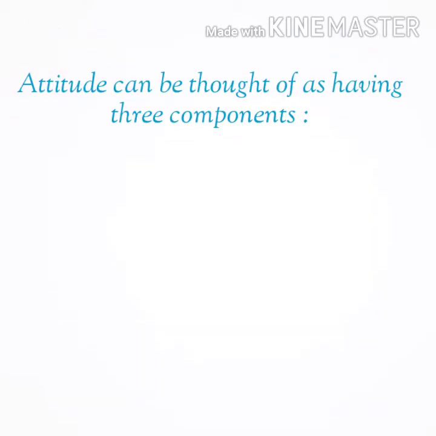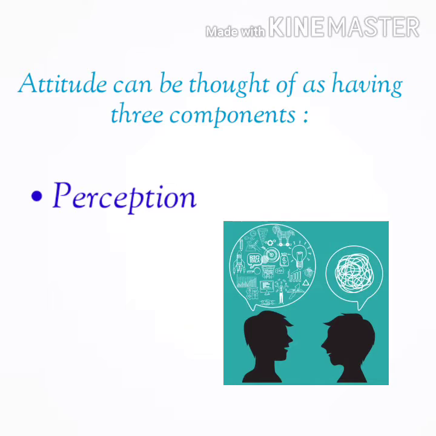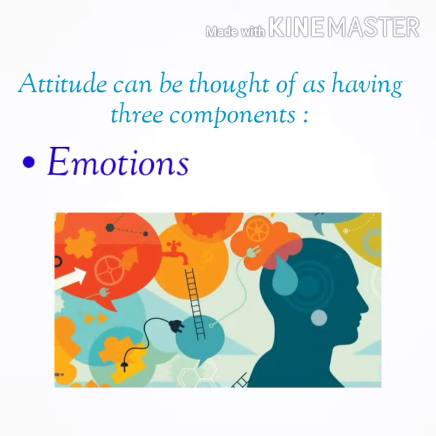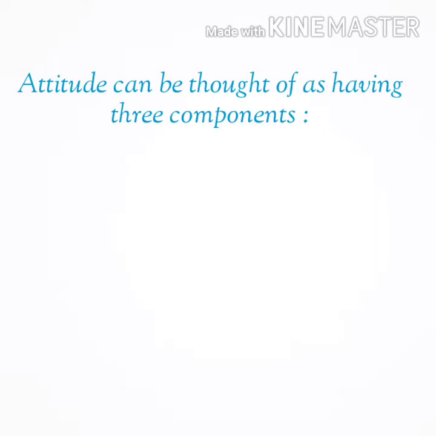So attitude can be thought of as having three components. First is the perception. It is the way people see things or the information they have about something. For example, it is beliefs, facts, assumptions, interpretation, experiences, or understanding. Then next is the emotion. It is the way people feel about something. It is commitment, subjectivity, love, melancholy.